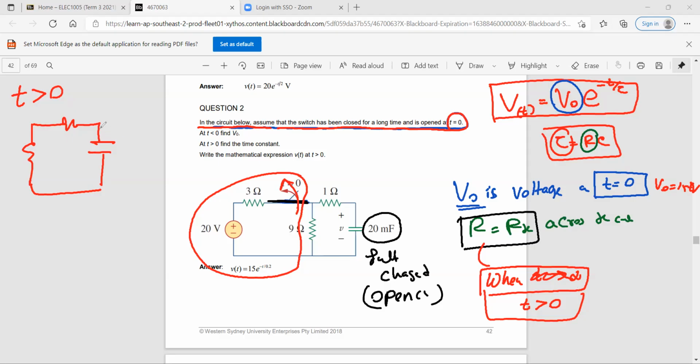RTH is the open circuit equivalent resistance. So if you can find the equivalent resistance here, that will be your R. So RTH is equal to these two resistors, 1 ohm and 9 ohm, which are in series. So this is 10 ohms. Do you agree? This RTH is 10. Am I right? Because 1 and 9 are in series.